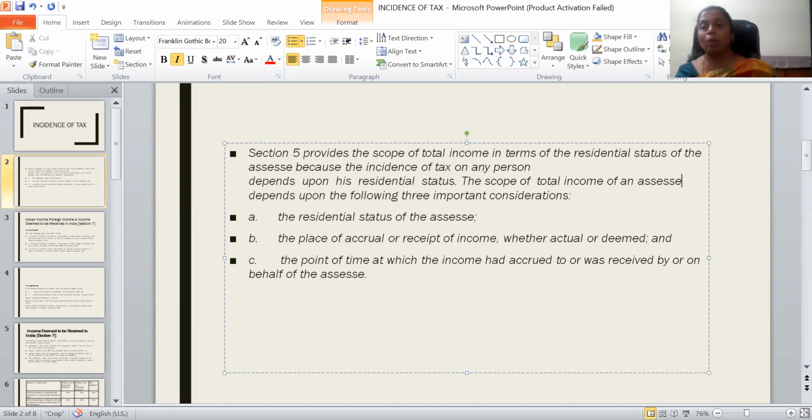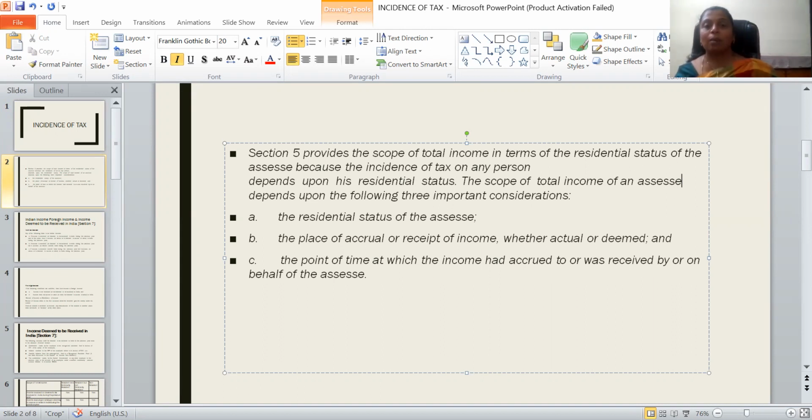Second, the place of accrual of your receipts of income, whether actual or deemed to be received, has to be analyzed. So where the income has been generated, whether it is within India or outside India, has to be known.